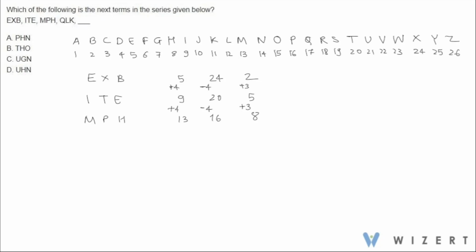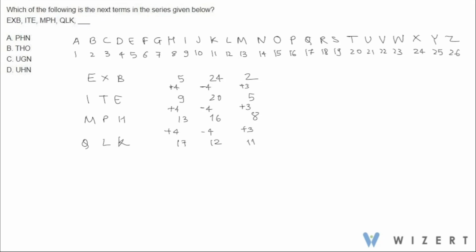And if this pattern is actually used for this particular series, we can easily find the next member and let's compare if it's as given here. So plus 4 will be 17, minus 4 will be 12 and plus 3 will be 11. And that makes 17 is Q, 12 is L and 11 is K, and that's correct.